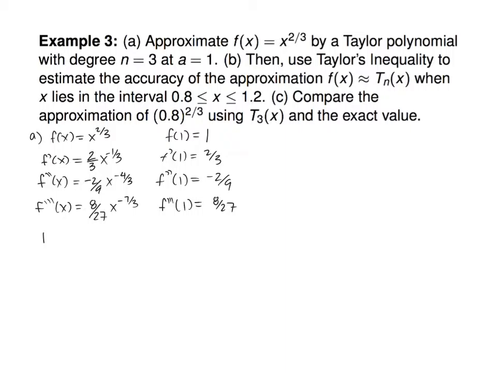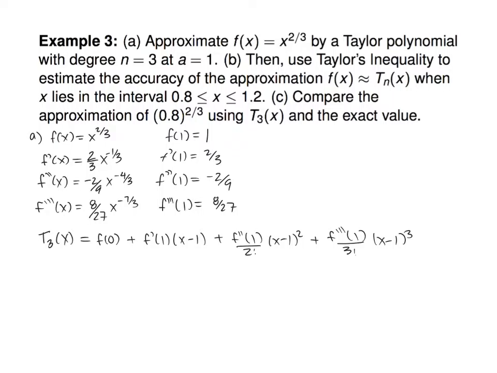Okay. So then T3 of x is f of 0 plus f prime of 1, x minus 1, plus f prime prime of 1 over 2 factorial, x minus 1 squared. Should the first one not be f of 1? Oh, it should be f of 1, yes, I'll fix that in just a second. Plus f prime prime prime of 1 over 3 factorial, x minus 1 cubed. Yes, of course, the first thing should be f of 1.